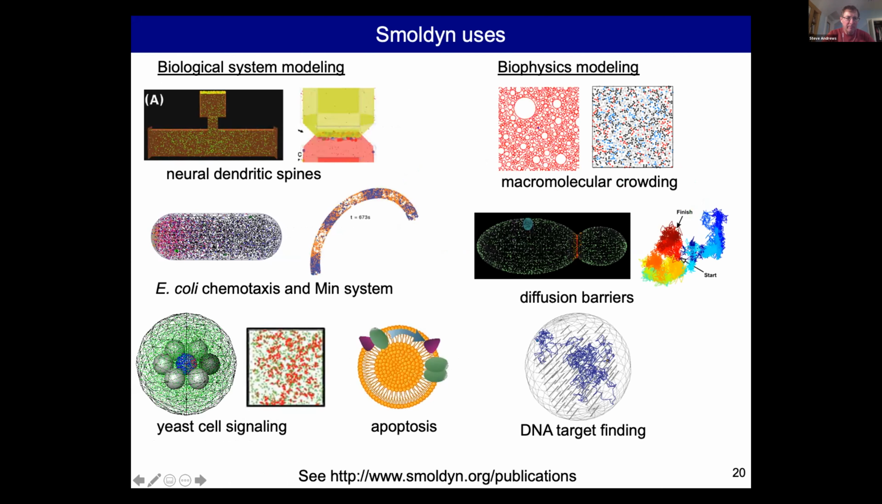My vision first was system modeling. Here's dendritic spine modeling, E. coli chemotaxis, the E. coli Min system for cell division, yeast cell signaling, and apoptosis. So various cell systems, which tend to have 5 to 20 chemical species, and sizes from sub-micron to 10 microns.